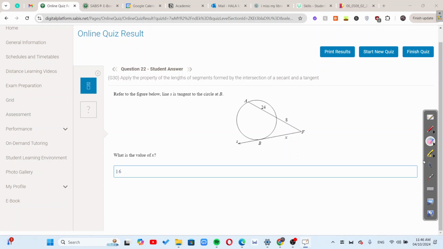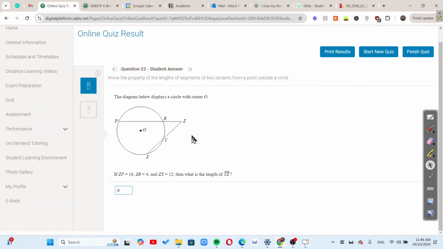Now on to your next question. Here you have a secant and a secant. In secants, it's small secant times whole secant equals small secant times whole secant of the other secant. So ZR times ZP equals ZY times ZX.